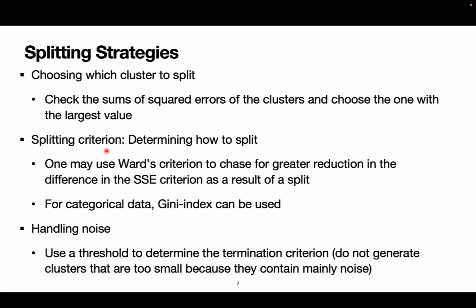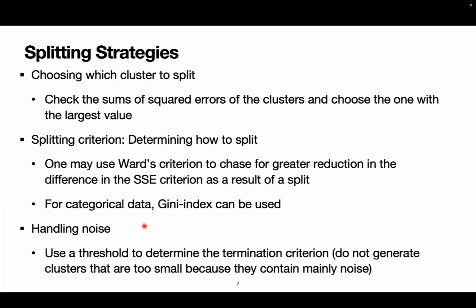For the splitting criterion, a practical approach is to use Ward's criterion. Here, we evaluate possible splits and choose the one that results in the greatest reduction in sum of squared errors. For datasets with categorical attributes, measures such as the Gini index can be used.